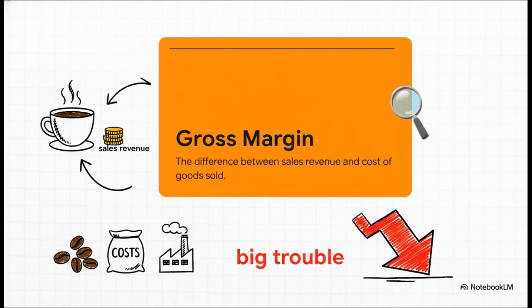Now let's pause on that gross margin for a second because it's a really, really important number. It basically answers one question. Is the price you're charging for a cup of coffee even covering the cost to make it? Because if your gross margin is negative, well, let's just say you've got a big problem. You're losing money on every single cup you sell.